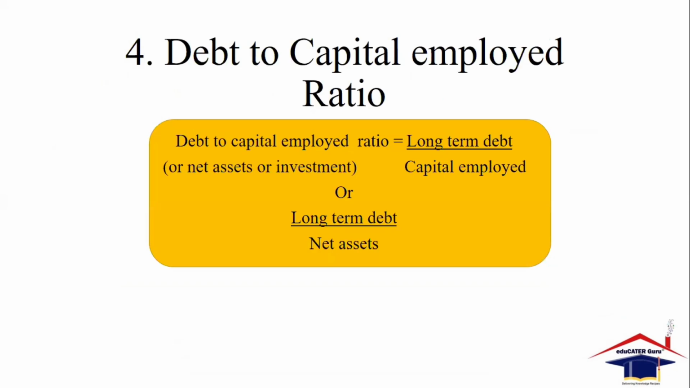Next, debt to capital employed ratio, which is also called the net assets ratio or investments ratio. So long-term debt divided by capital employed, or long-term debt divided by net assets, you can also take. So we'll see what all is included in long-term debt and capital employed, so that it will be easy for you to calculate the ratio, that is the debt to capital employed ratio. The name itself says debt to capital employed. So debt divided by capital employed. It is very easy to remember.